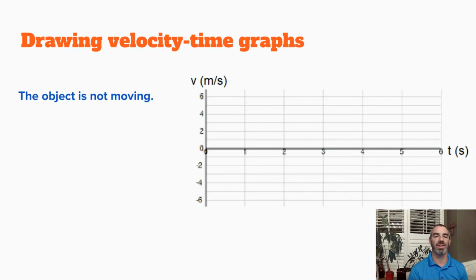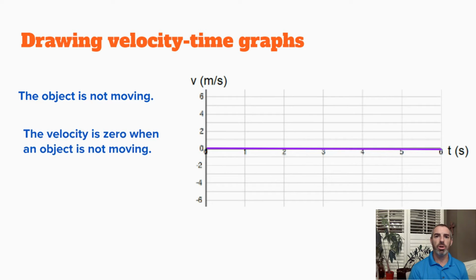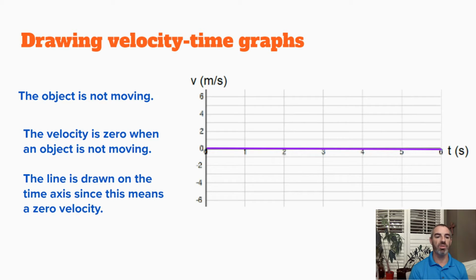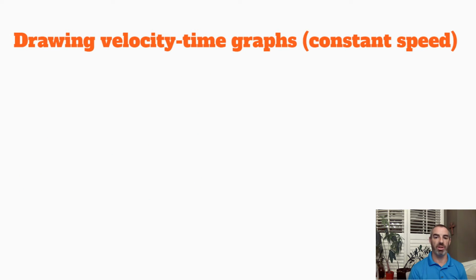So for an object that is not moving, what does it mean if it's not moving? Well, its position isn't changing. Most likely you're watching this video and your position is not changing. So we're going to draw a velocity graph on the axis, which means it has a 0 velocity. It's a horizontal line on the axis, and that represents a 0 velocity.